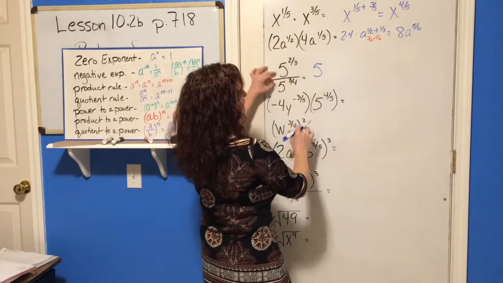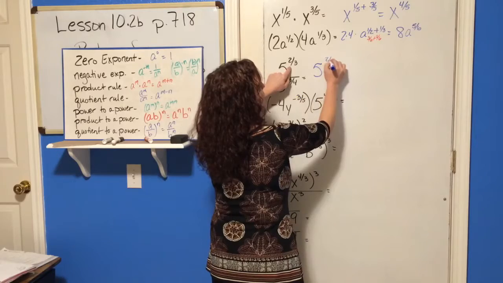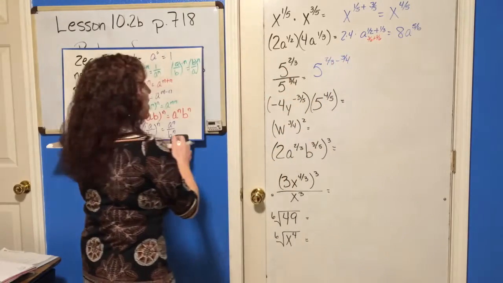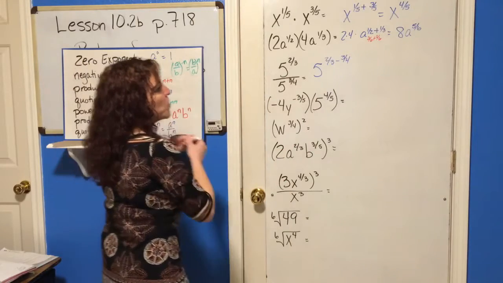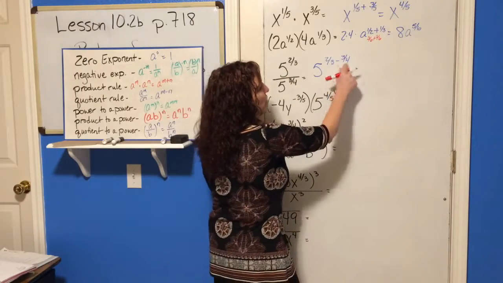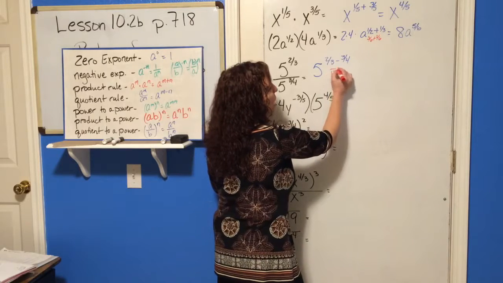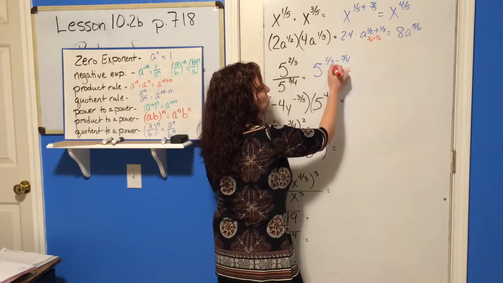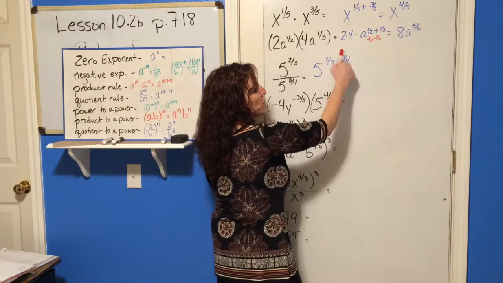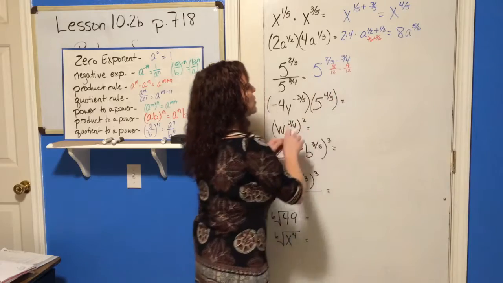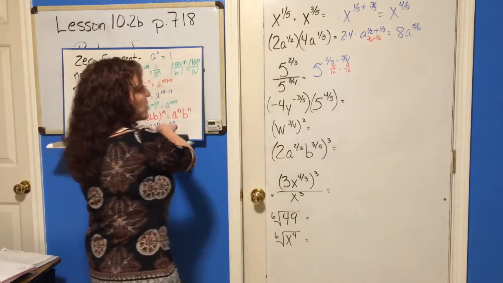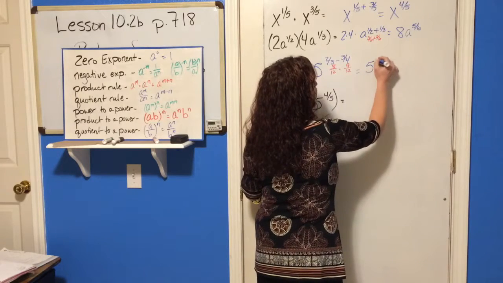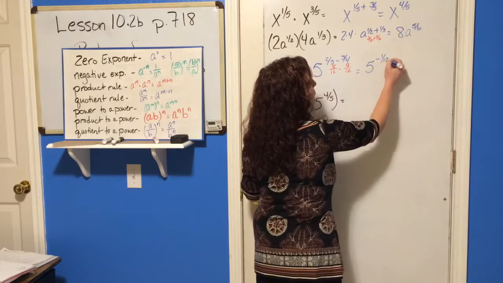So the base is the same. So 5 to the 2/3 minus 3/4. All right, so let's change those. We need like denominators. 3 and 4 are our denominators, so 12 is going to be our common denominator. And 3 times 4 is 12, so 2 times 4 is 8. 4 times 3 is 12, so 3 times 3 is 9. So 8/12 minus 9/12, so we've got 5 to the negative 1/12 power.